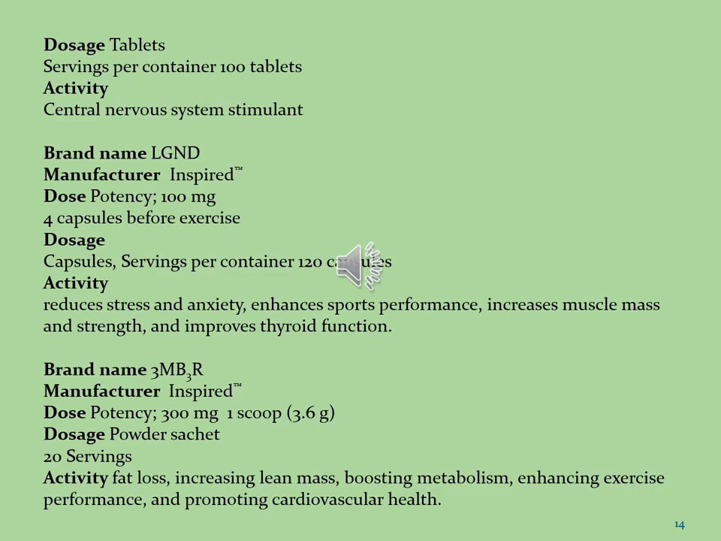The next brand is also manufactured by Inspired. The name of that brand is 3MB3R. The potency is 300 milligrams per day, and its pharmaceutical dosage form is a sachet. It is used in fat loss, increasing lean mass, boosting metabolism, enhancing exercise performance, and promoting cardiovascular health.